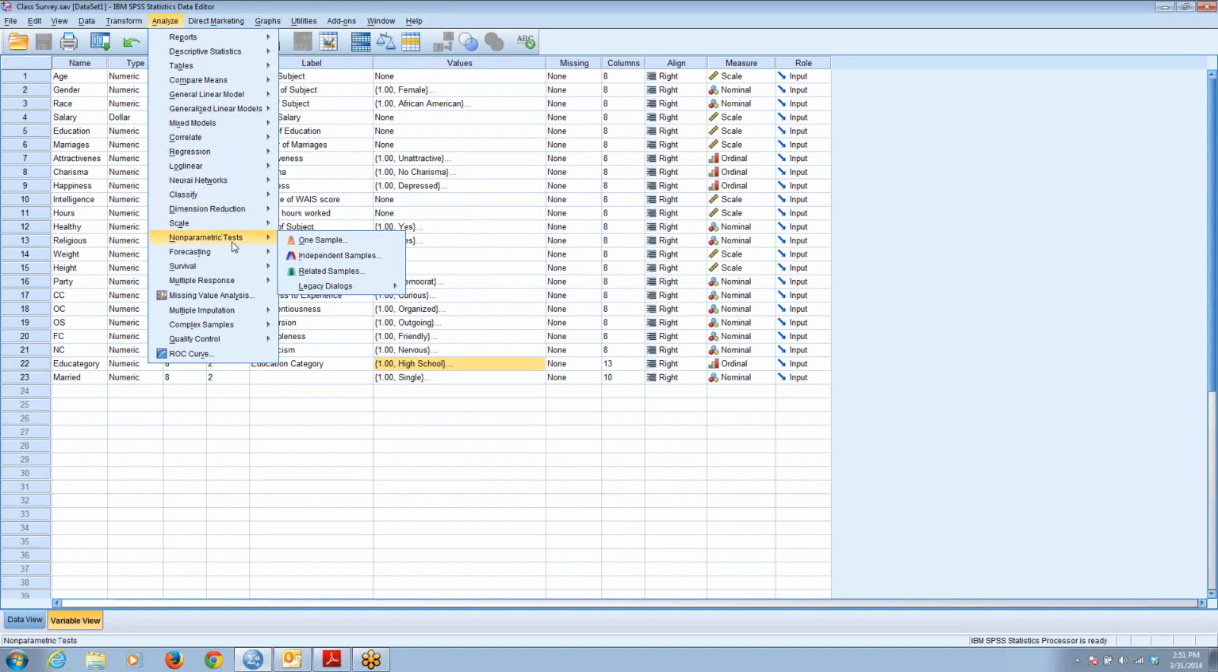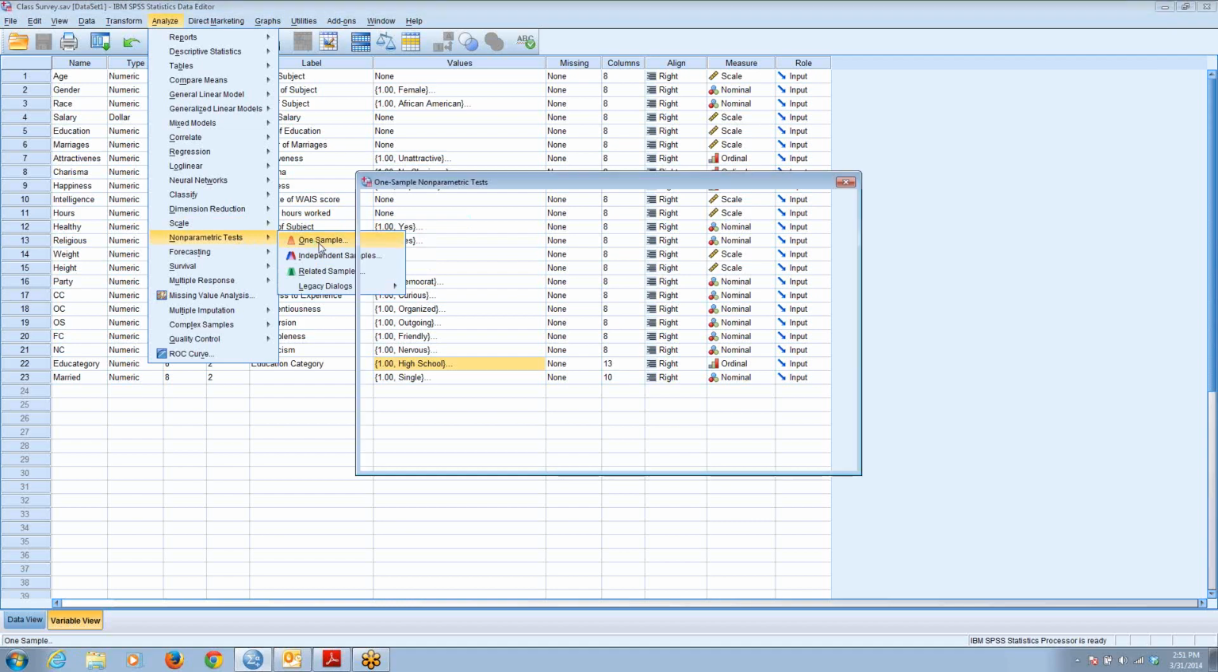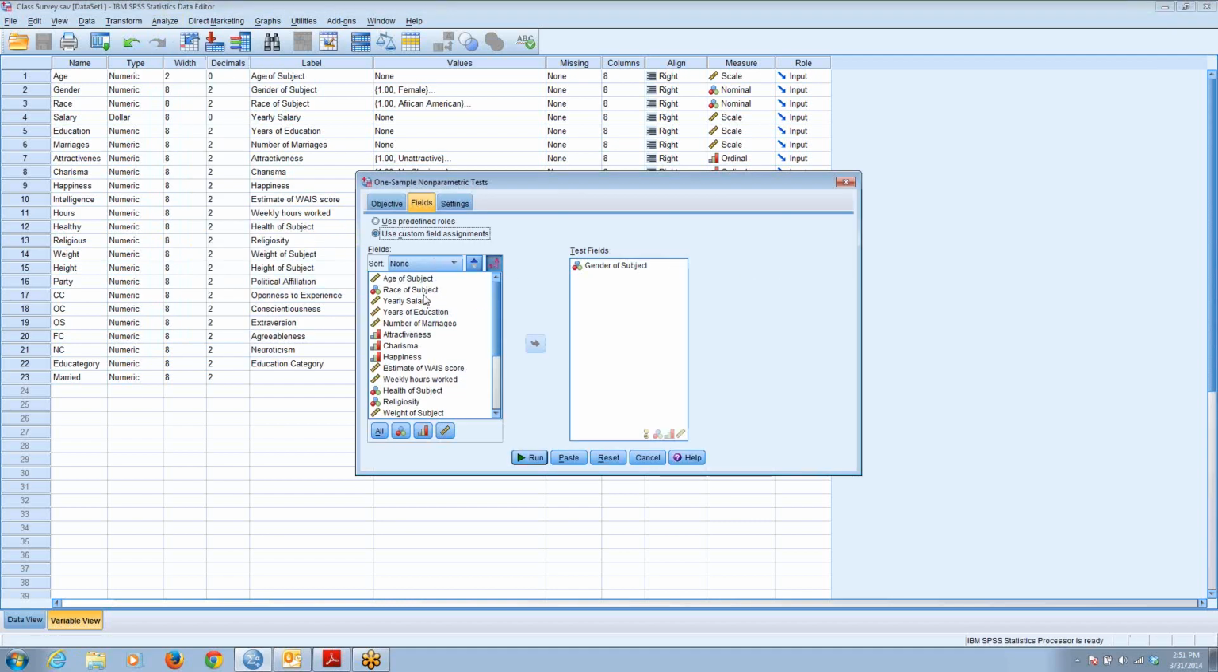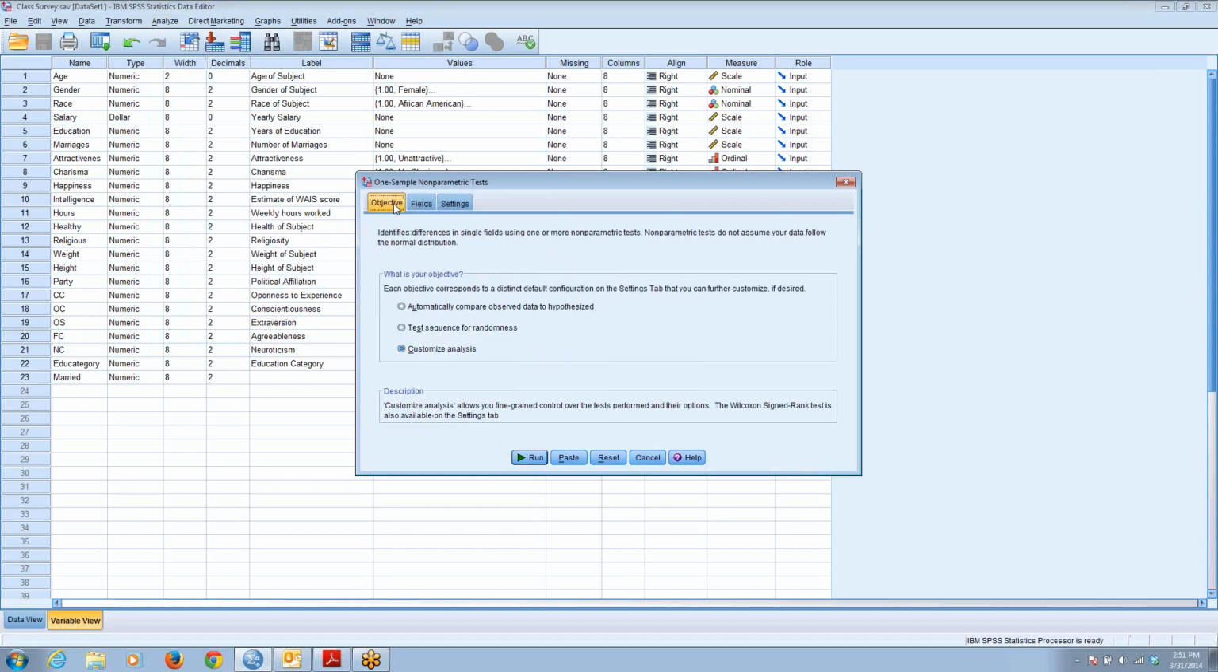non-parametric tests. Non-parametric means that the assumptions for a parametric test have not been met. Those assumptions are things like normal distribution, interval ratio data, and there are some others. But so in the non-parametric side, you go to one sample, and I already set this up, but I just want to sort of show you how you go through it.